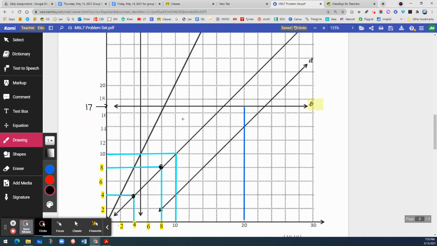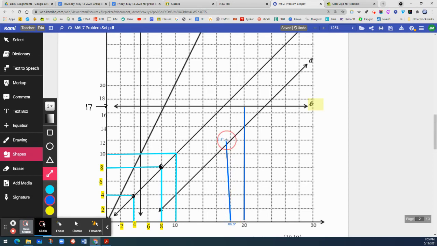So why will it always be 17? Let me show you one more time why. When you draw that x is 20, y is always going to be 17. Let me do one more. If x is 18, y is always going to be 17. If x is 22, y is always going to be the same number, 17. Okay, so that's how you know.